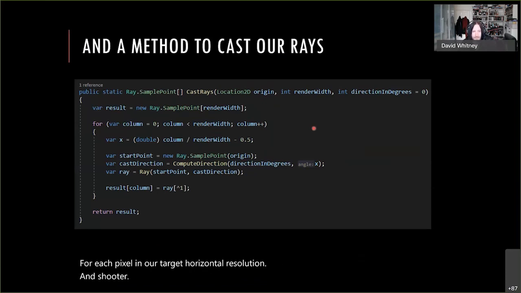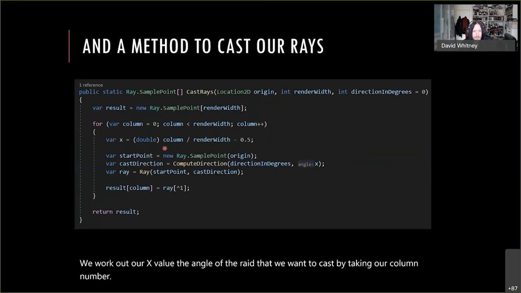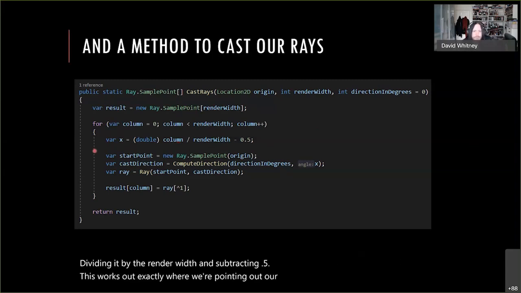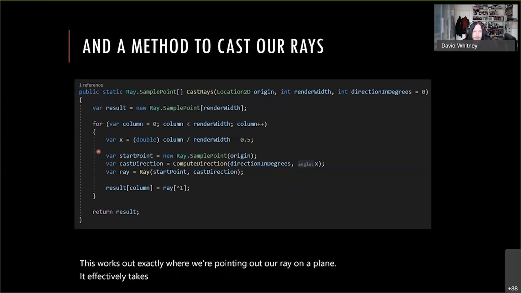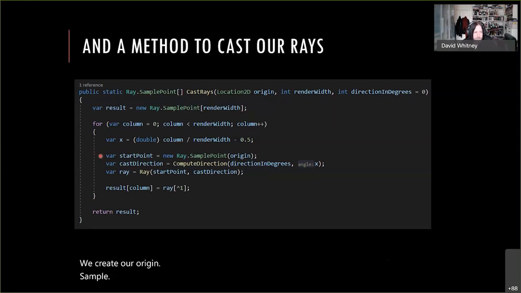We work out our X value, the angle of the ray that we want to cast, by taking our column number and dividing it by the render width and subtracting 0.5. So this works out exactly where we're pointing our ray on our plane. It effectively takes the desired camera angle, splits it into columns, and then positions the camera in the center of the column we've calculated the location of. We create our origin sample point at the location of our camera.